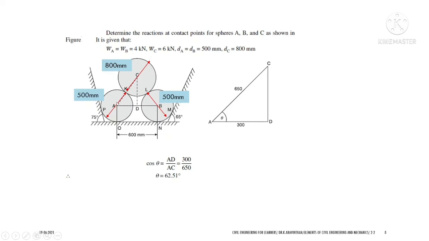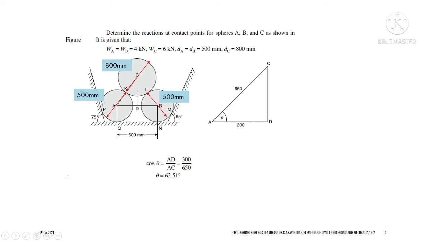The distance between the two spheres, between A and B, is given as 600 mm. So the center will be acting exactly at 300 mm. So we have a triangle here. You know the two sides, that is AD and AC. So we can use cos theta, adjacent side by hypotenuse, in order to find the angle. If you apply that, 300 by 650, theta will be 62.51. So you have found out the angle.